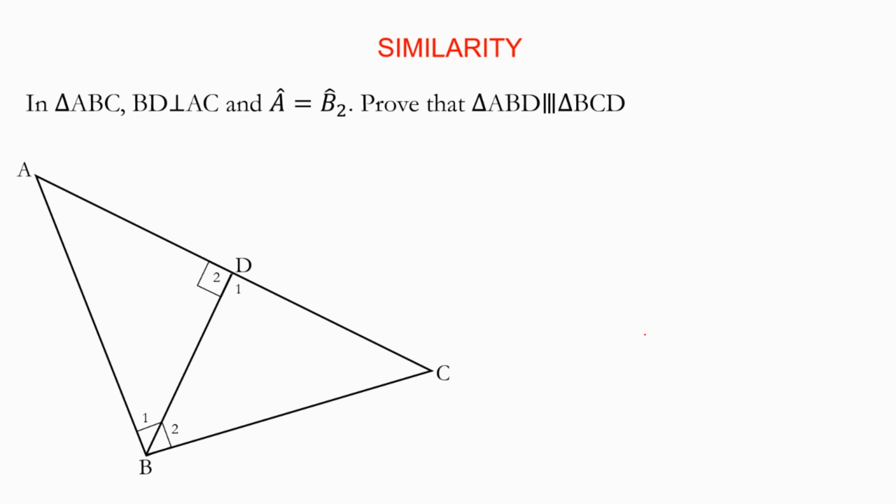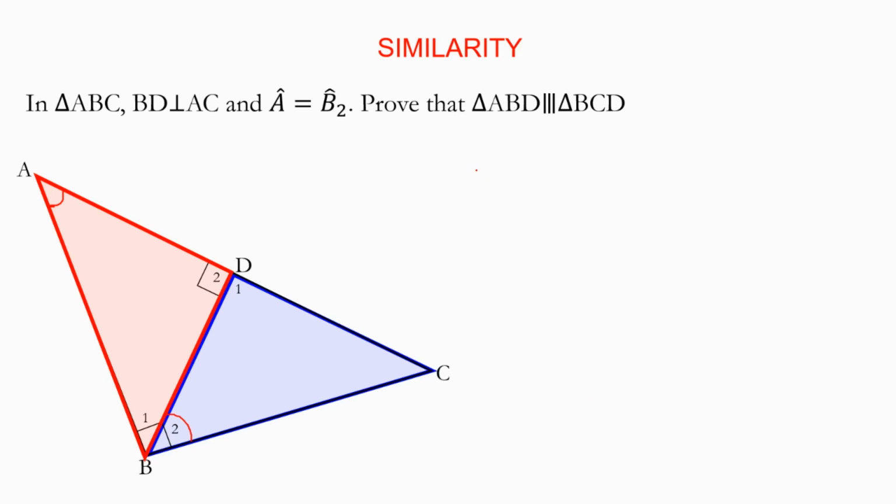Right, in triangle ABC, BD is perpendicular to AC, and angle A is equal to angle B2. This angle is equal to this angle. Okay, angle A is equal to angle B2, given. Prove that triangle ABD is similar to triangle BCD. So where do we start? We have our angle A is equal to angle B2.